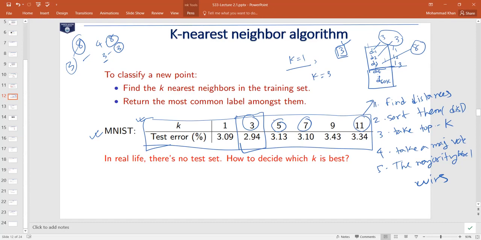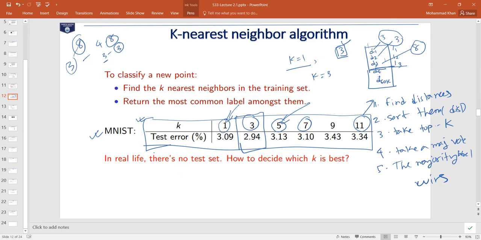Maybe for another data set, k equals 5 will work best. Or for some other data set, k equals 1 will work best. We do not know. So these algorithms change their behavior based on the data set. We'll study other machine learning algorithms too, and we'll see that we need to somehow find out which algorithm with which parameter works best for a data set.